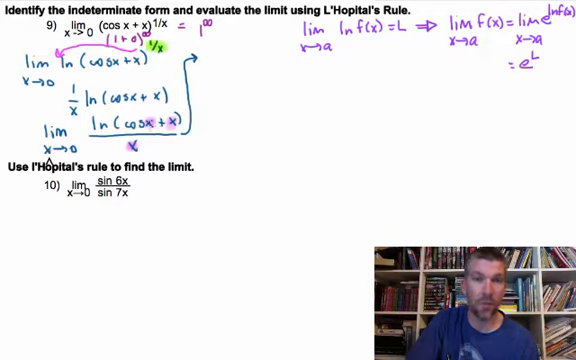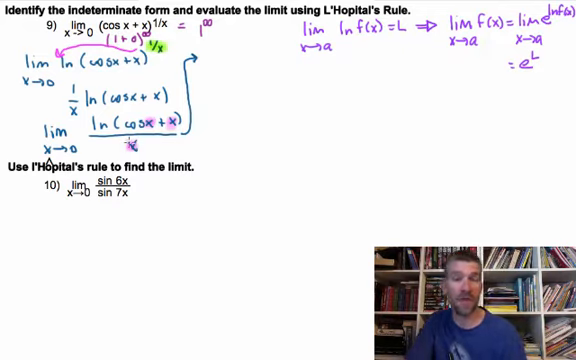That's the cosine of 1. That's 1. Cosine 0 is 1. The natural log of that is 0. So I get the indeterminate form 0 over 0.